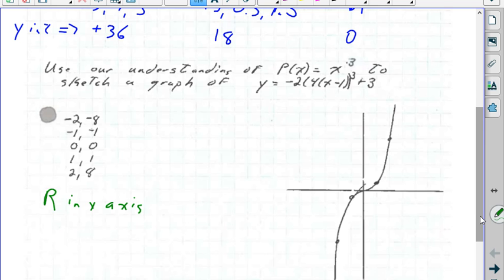What else do we do? Derek. Horizontal stretch by 1/4. Ashley? Vertical stretch is 2. Karen, what are the 2 moves that we do here? One right, 3 up.